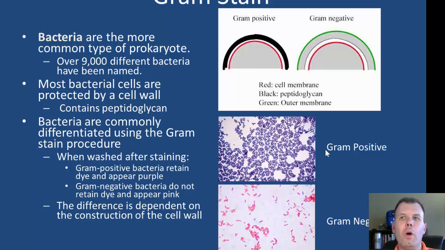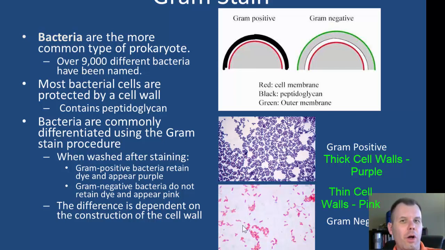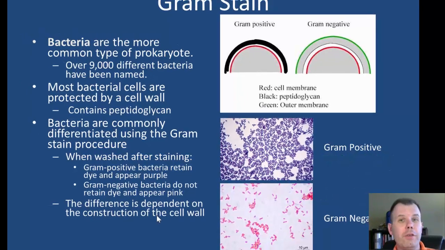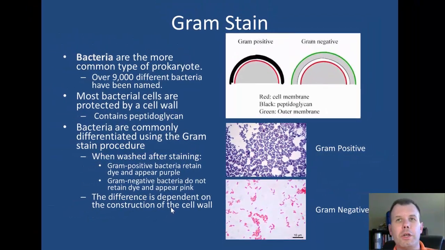So when we think about gram-positive, we think of purple, thick cell walls. When we think of gram-negative, we think of thin cell walls and pink. And so, again, kind of remember that for the test. The thick cell wall is purple, thin cell wall is pink, and that's what we have with the gram stain. It's a really good way to identify what type of bacteria you're working with.